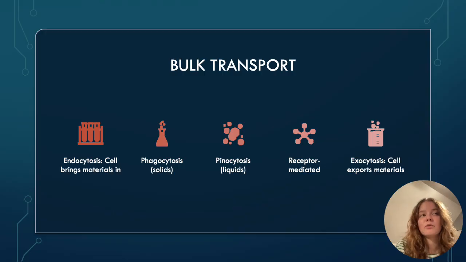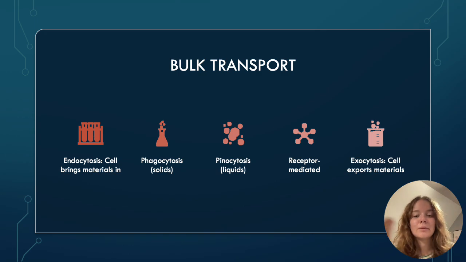Next is bulk transport. This is where cells can move in large materials in bulk. Endocytosis brings things in like nutrients and particles, and then you have exocytosis, and this sends things out like waste or cell products. So exo out, endo in. Great way to remember that one.